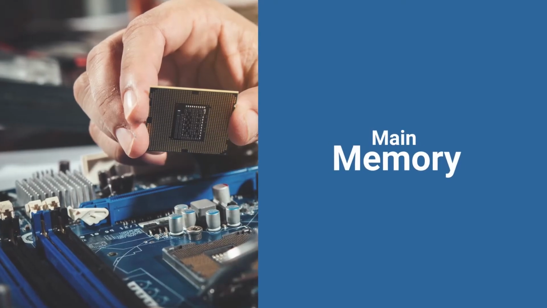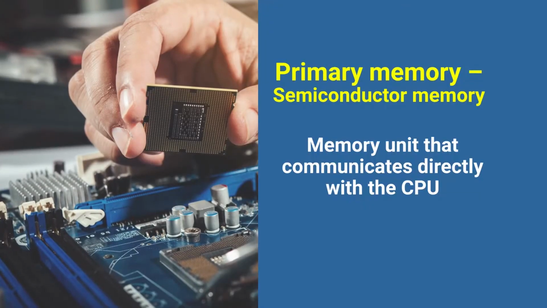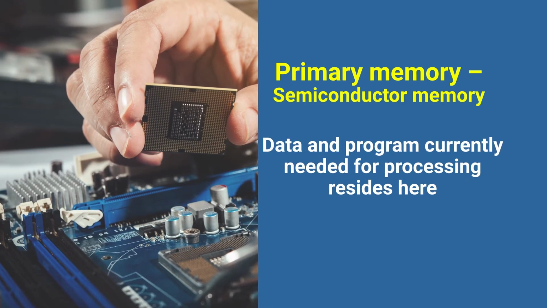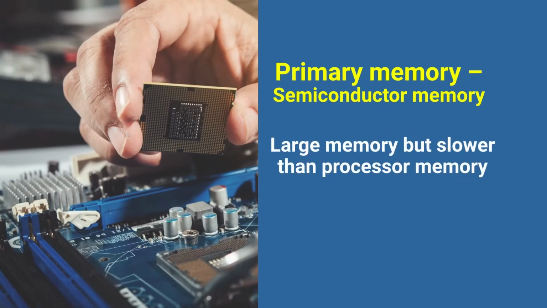Then we have the main memory. They are also semiconductor memory devices, also referred to as the primary memory. Basically, these memory units communicate directly with the CPU. As discussed, the data and programs currently needed are stored in the memory, so any operation that the CPU performs will fetch information from the main memory. Generally, this memory is larger than the CPU memory, but it is relatively slower.